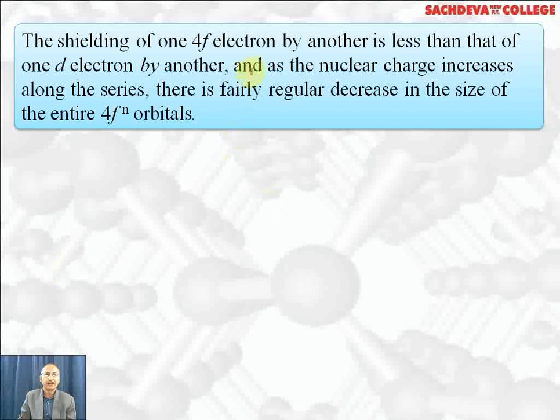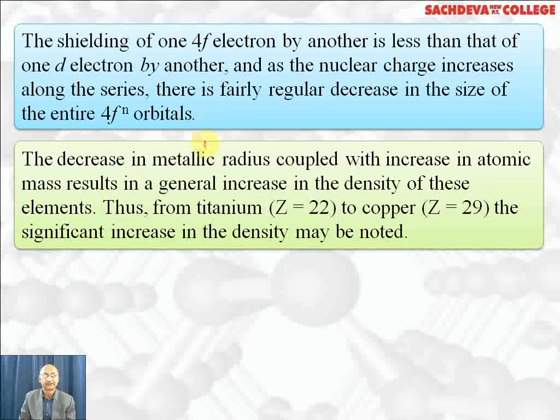Shielding of one 4f electron by another is less than that of one d electron by another, and as nuclear charge increases along the series, there is a fairly regular decrease in the size of the entire 4f orbital. The decrease in metallic radius coupled with increase in atomic mass results in a general increase in density of these elements. So from titanium to copper, the significant increase in density may be noted.